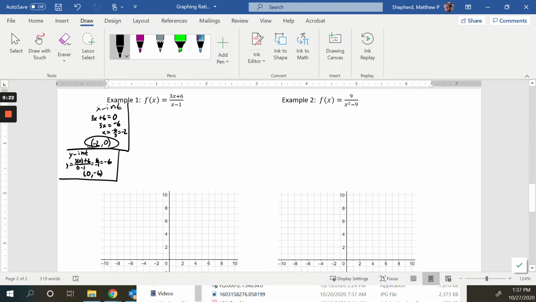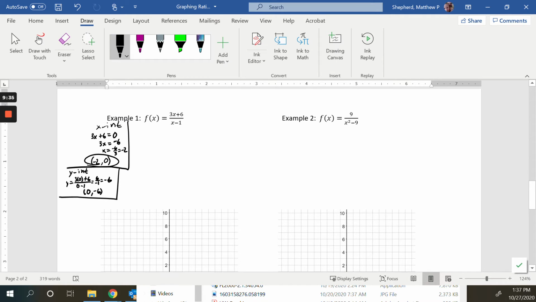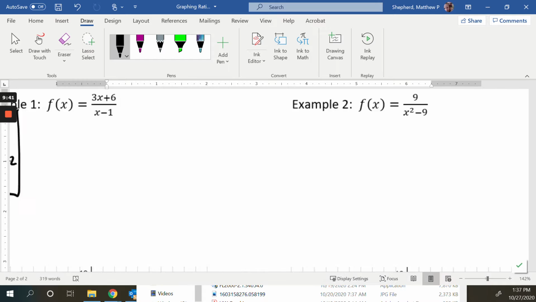So now I'm just going to go ahead and graph those two. Okay, so we know at negative 2, 0, and we know 0, negative 6. Great. So now we've got our two intercepts. Let's go ahead and now find the vertical asymptotes.